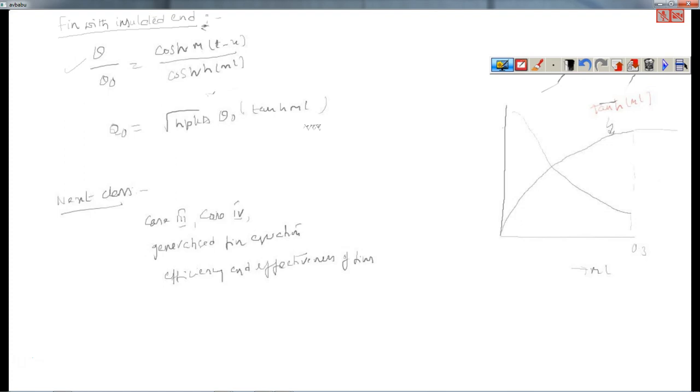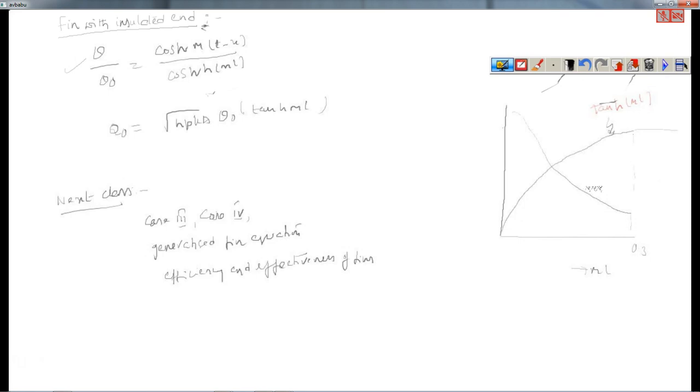We have also given a graph which shows the relation between heat transfer and mL. When mL increases from 0 to 0.3, the heat transfer q0 keeps on increasing, and after that it assumes an asymptote. After that there is no change in the heat transfer. Similarly, I have also shown the diagram for theta by theta 0 with cosh mL. That's where we stopped in the previous class.